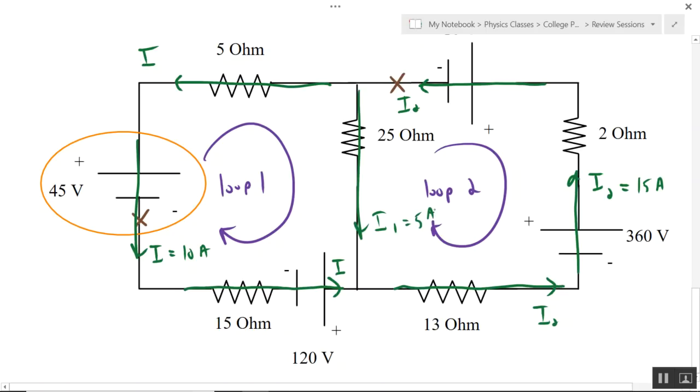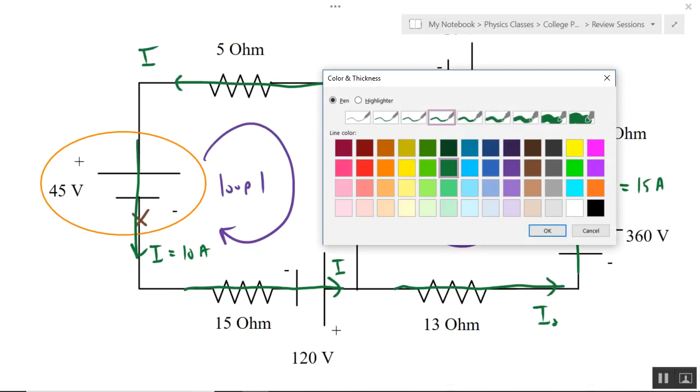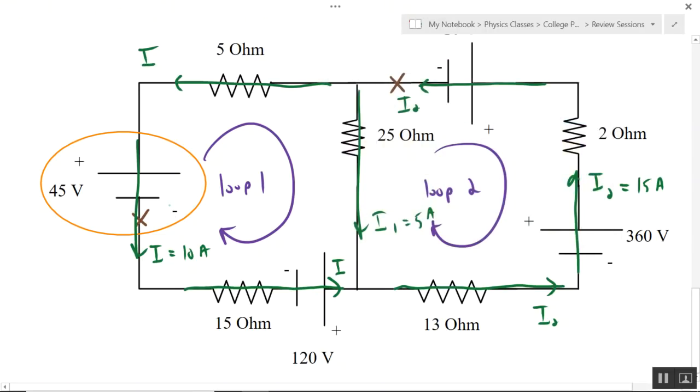That's a very important thing to do because that tells you the power output of the batteries, whether they're positive or negative. So for the 45 volt battery, the actual current's coming out the negative end, right? So this one's negative. I just circle it. It's easy. It might help you if you circle what it comes out of so you can easily see what is positive or negative. It helps me sometimes.